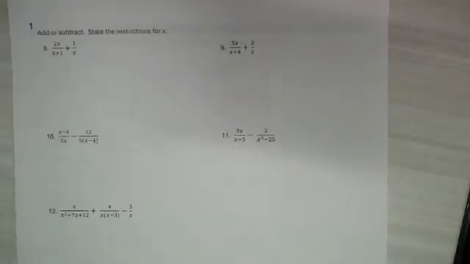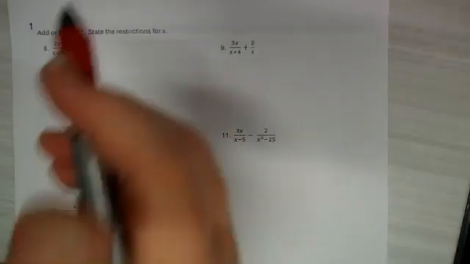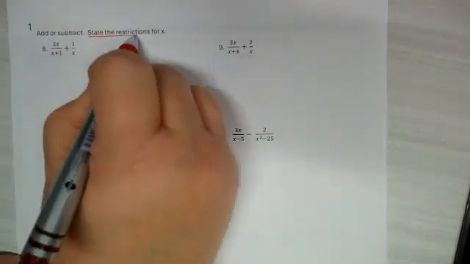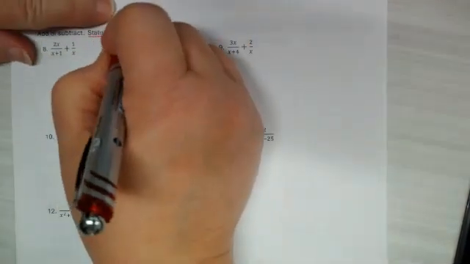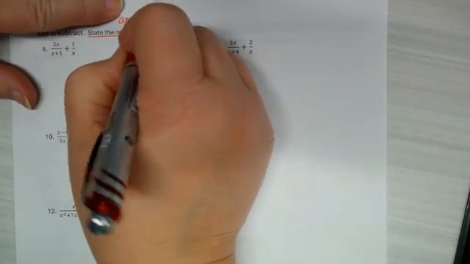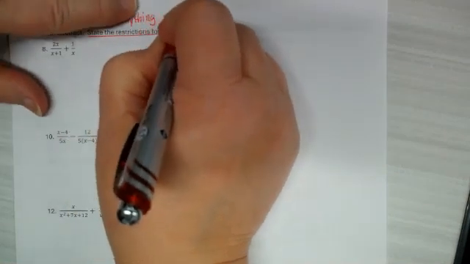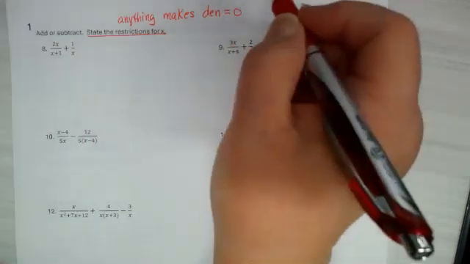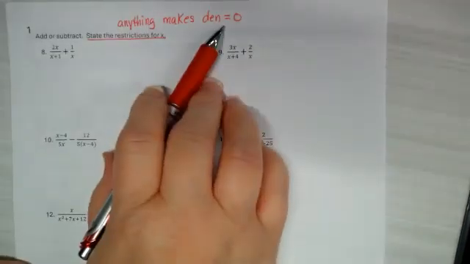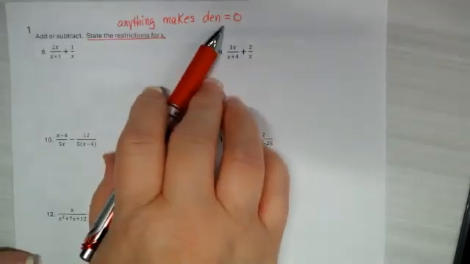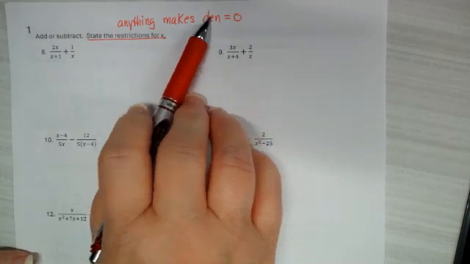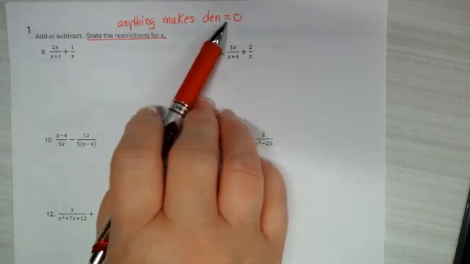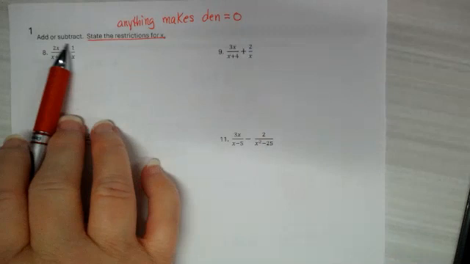All right. So now we're going to do some addition and subtraction. And one of the other things that's added in here, it says state the restrictions for x. The restrictions are going to be anything that makes the denominator equal 0. Because our denominator can't be 0, that makes the fraction undefined. So when we get our common denominator, we'll figure out what the restrictions are. So let's try this.